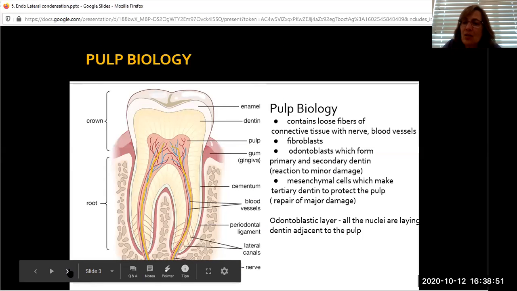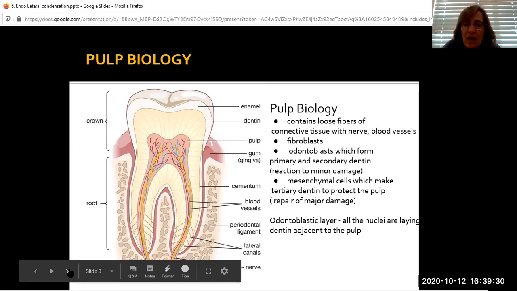But briefly, I would like to go over the pulp biology and dentin, enamel, and the pulp itself, and how they interact with the process of having decay or bacteria enter the pulp chamber. First of all, the pulp contains loose fibers, connective tissues with nerves, blood vessels. It has fibroblasts and odontoblasts. The odontoblasts are the cells that actually make the dentin.